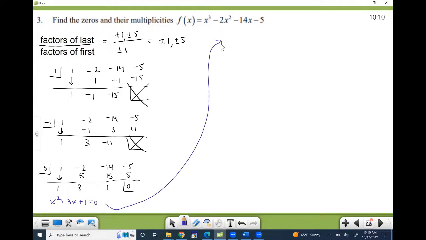Now don't keep trying synthetic division, because it could very well be that the roots to this aren't even rational. So you do synthetic division and none of them work, right? So what we're going to do is the quadratic formula. So x equals -b plus or minus square root of b squared minus 4ac all over 2a.